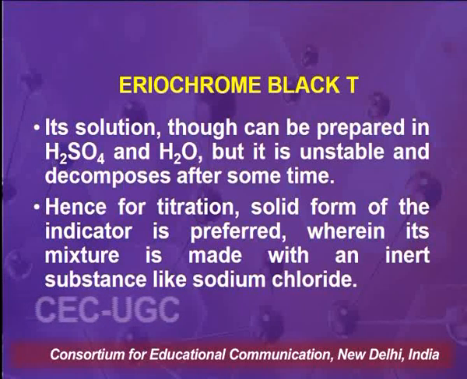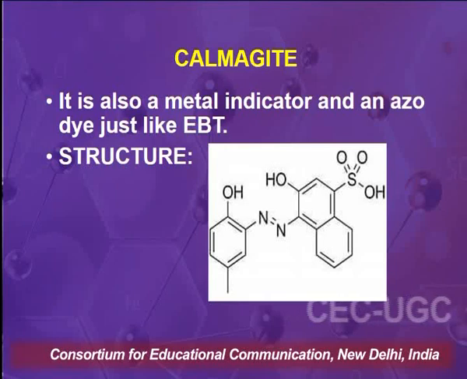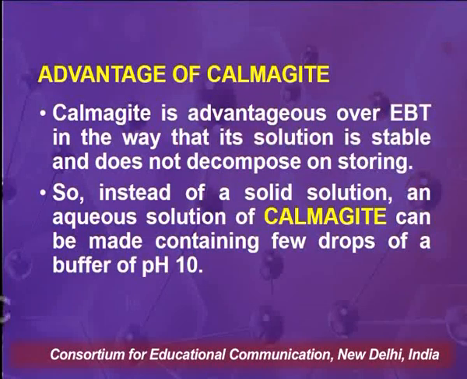Another indicator which is a metal indicator is calmagite, which is an azo dye just like EBT. The structure of calmagite is as shown in the adjoining figure. The advantage of using calmagite as an indicator over EBT is that its solution is stable and does not decompose on storing. So, instead of a solid mixture, an aqueous solution of calmagite can be made containing a few drops of a buffer of pH 10.